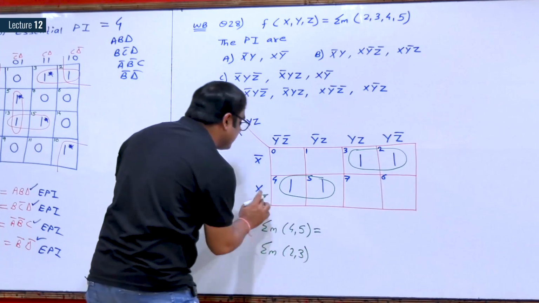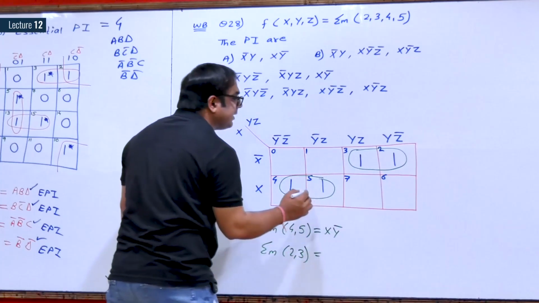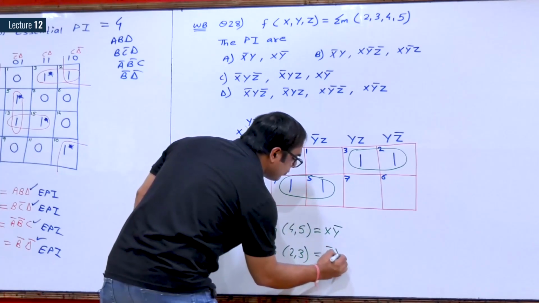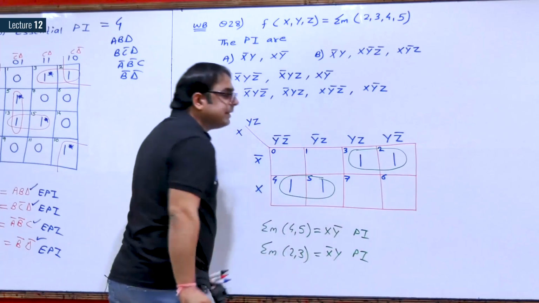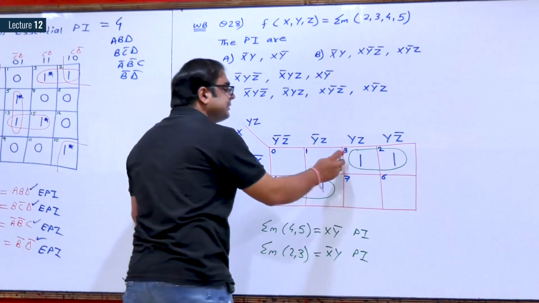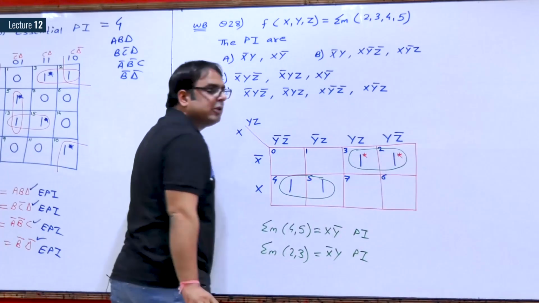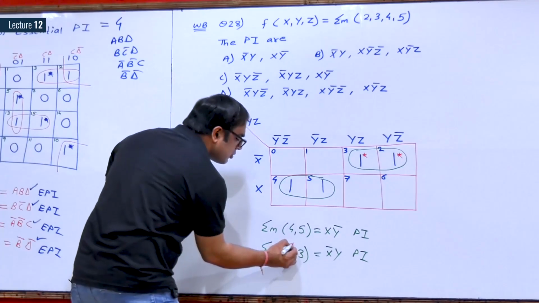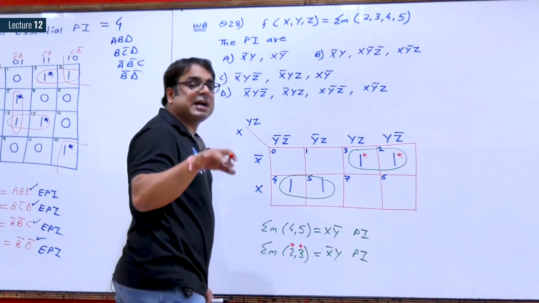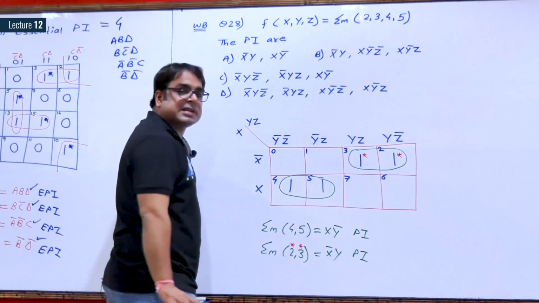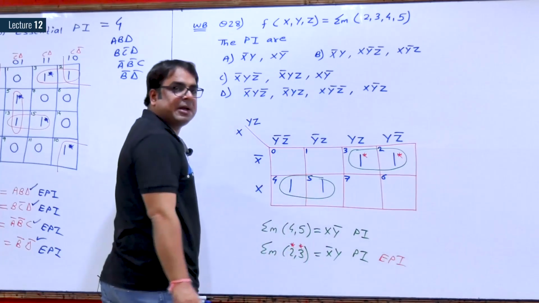For this 4, 5, the term is x y complement, and for this 2, 3, the term is x complement y. Obviously they are prime implicants. Now if you notice, 3 has only one option, 2 also has only one option. You can see in this list also because of this 2 and this 3. Both 2 and 3 have a single option, so this group is compulsory. If this group is compulsory, this is an essential prime implicant.